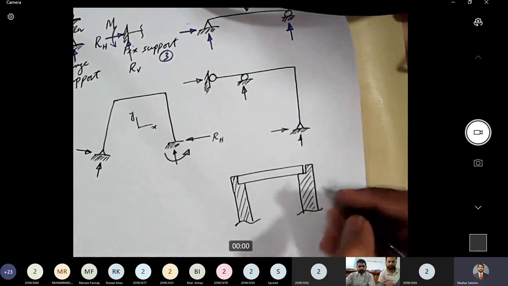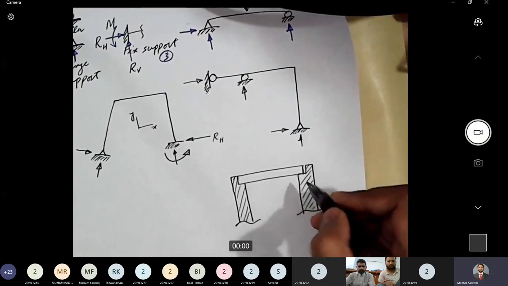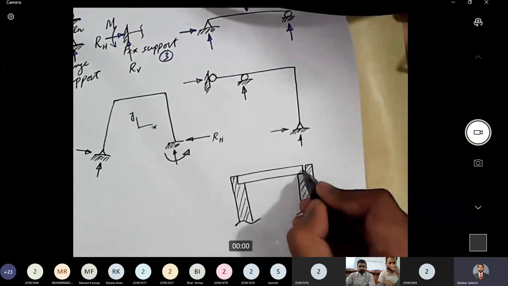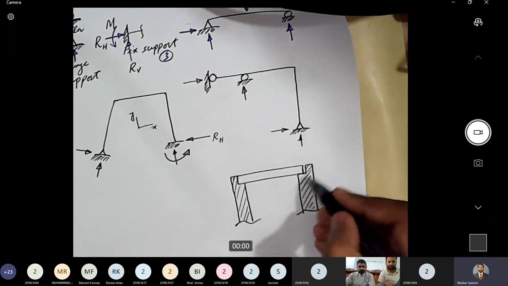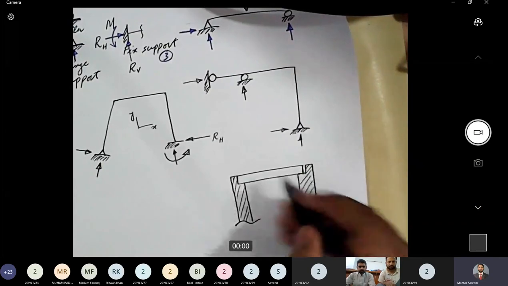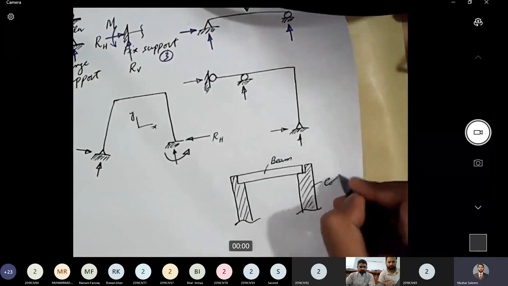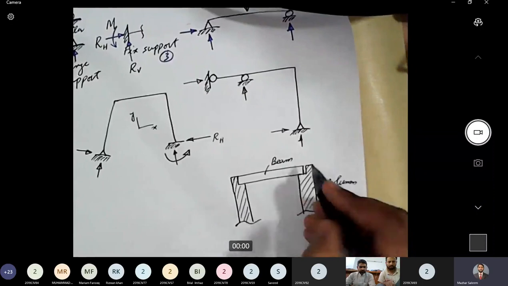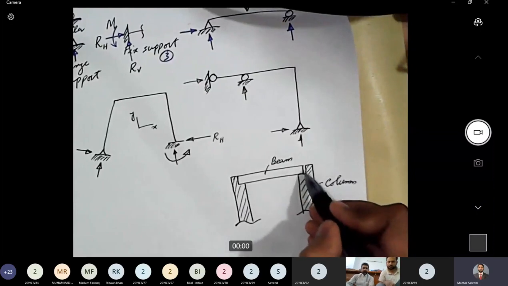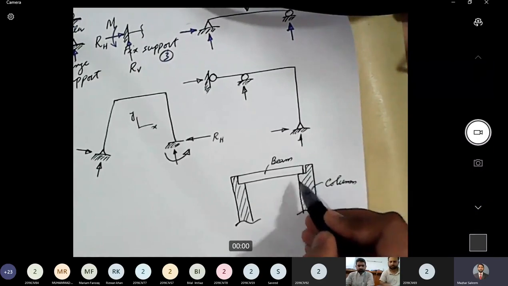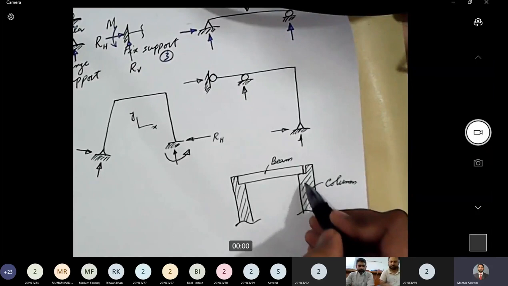In order to practically provide these supporting conditions, we allow the beam to move in the horizontal direction here. Can you see this gap that I have made in between? This hash part is the column and this part is the beam. So this gap allows the beam to move in this direction. There is no horizontal reaction generated at this end, only vertical reaction. It is providing only vertical support.